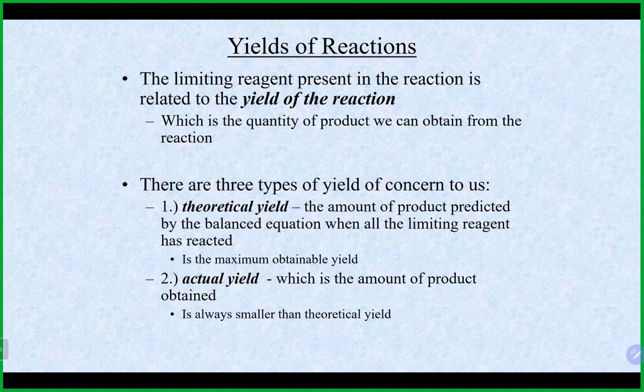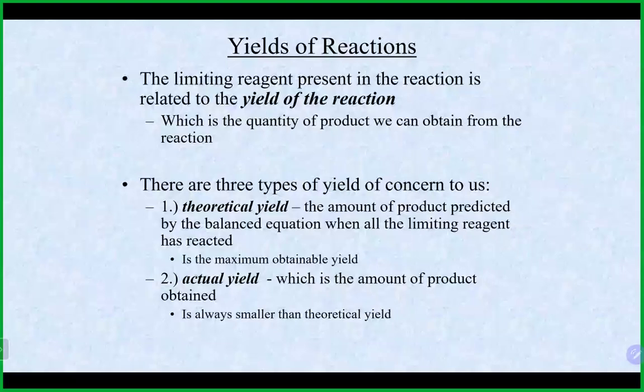That number, the theoretical yield, is actually the maximum amount of product that you should make if everything went perfect. There were no side reactions, you didn't drop anything, you didn't lose anything on your stirring rod, for example, any of those types of things. That is the maximum amount of product you should actually make.